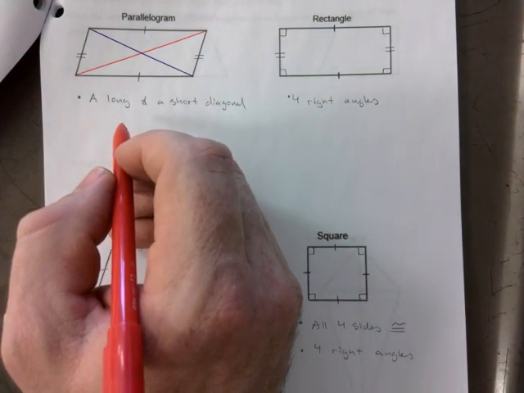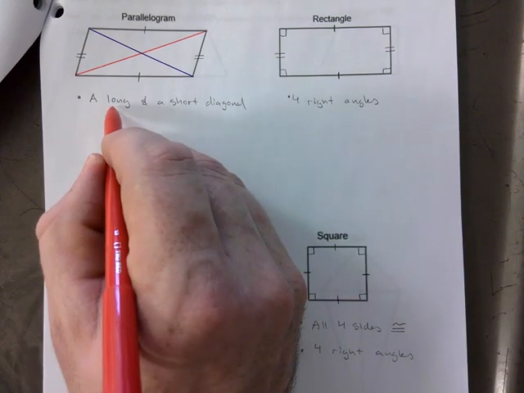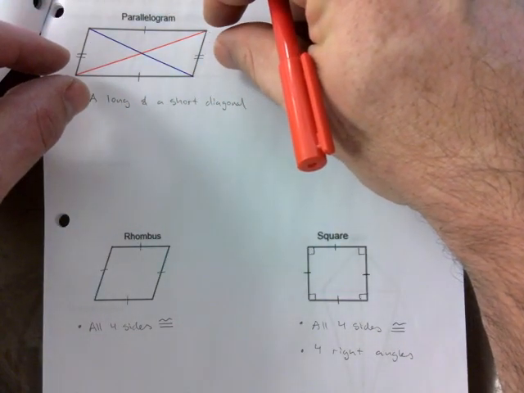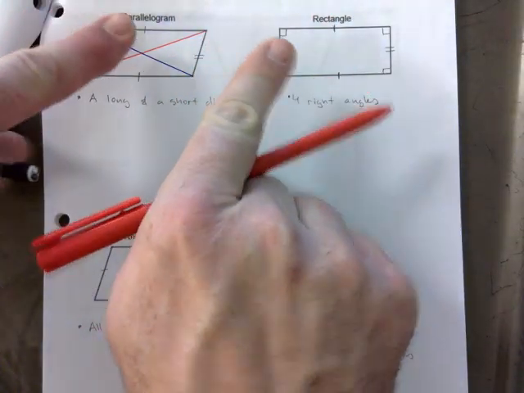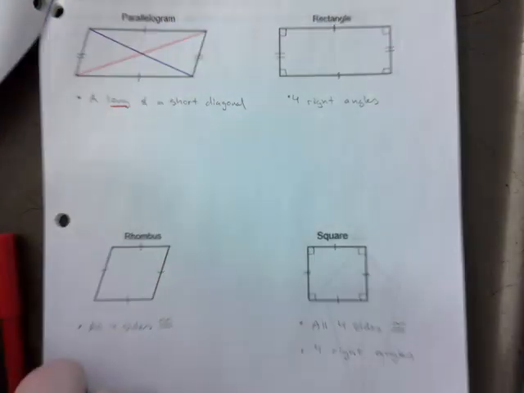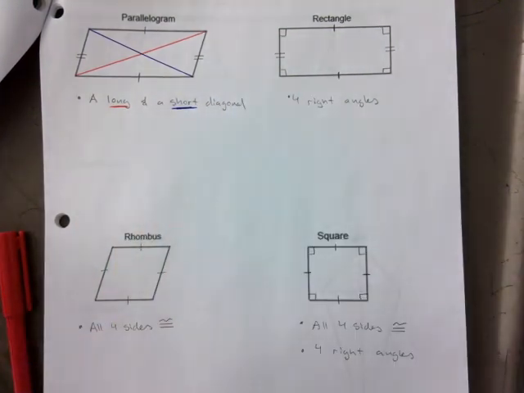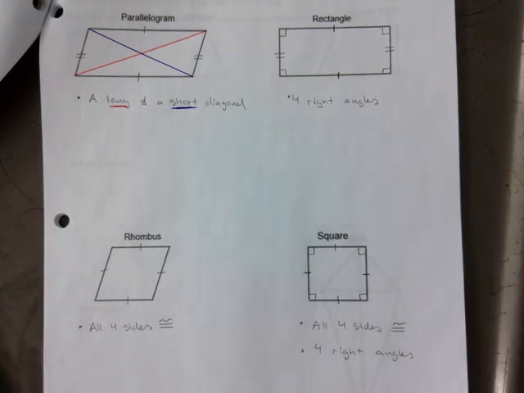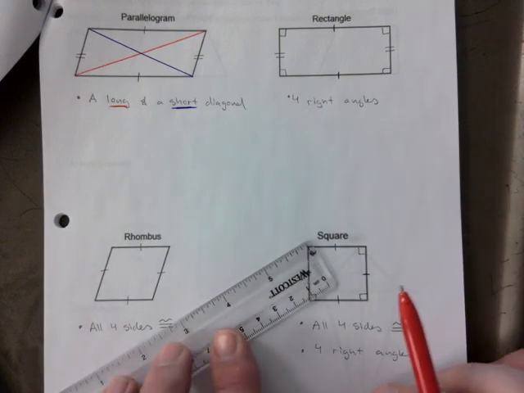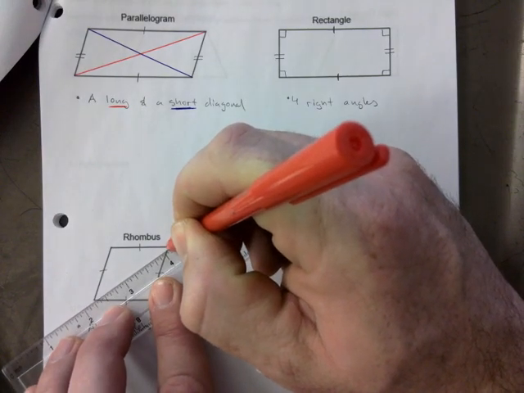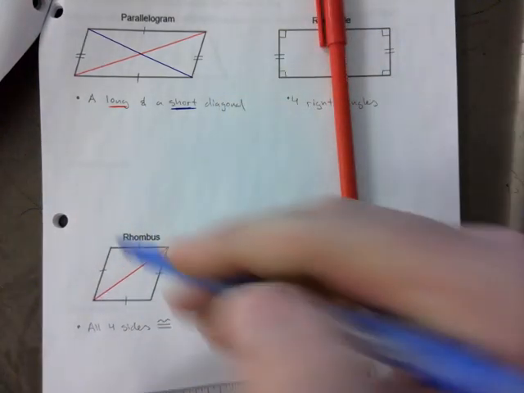Which one is the longest, the red or the blue? It's the red, actually. See how this is pinched here? The more you slant it, the more pinched it is, the longer the red one will become. But that is always the longest, and the short one is blue. That's why I use two different colors. The same thing is true about a rhombus. So we're going to go down to a rhombus. It's also slanted, so there's therefore a long and a short diagonal.